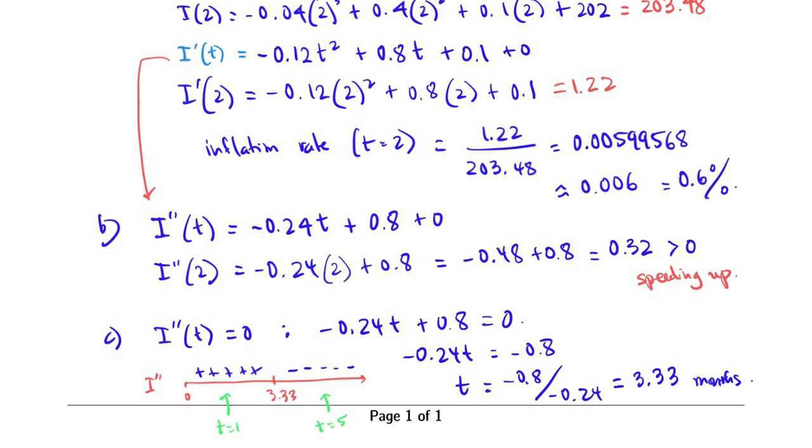What this means is that the inflation is speeding up until t equals 3.33, and then it is slowing down after 3.33. T is the number of months since December 2006, and so when t equals 3, the corresponding month is March 2007.